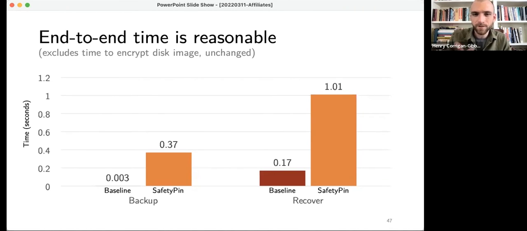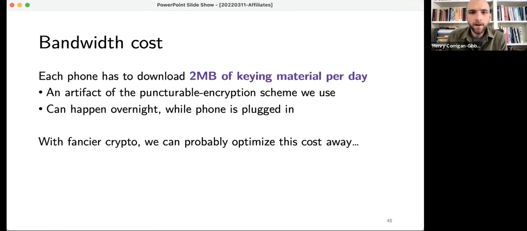So this 1 second of computation is going to be negligible in the scheme of things. So that's backup and recovery. There's other costs in the system.